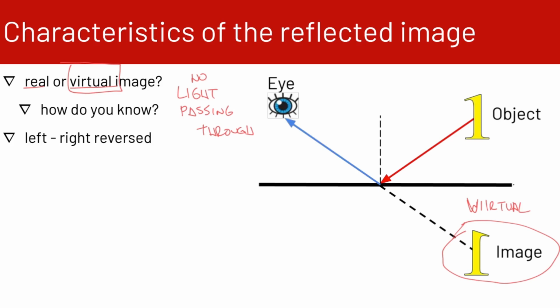We also know that the reflected image is left-right reversed. You can see here in this diagram, the reflected image is backwards from the object. And we know this when we look in the mirror, when we raise our right hand, it looks like we're raising our left hand in the image.